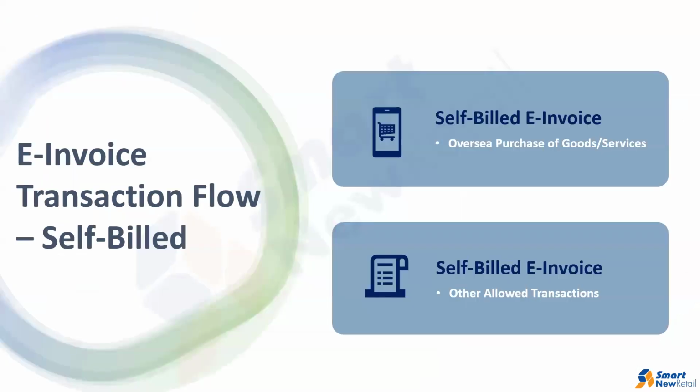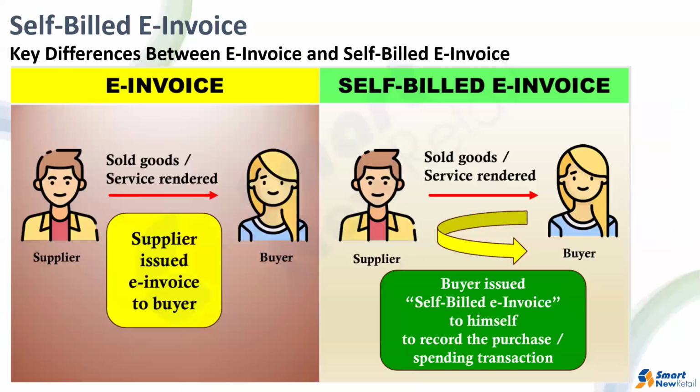Next, for e-invoice transaction flow, self-bill. This is like when you buy something from overseas, or you self-bill the invoice because, like I said, your supplier didn't start in January, they started in July. So for the first 6 months you need to do your self-bill first. So this is the difference.